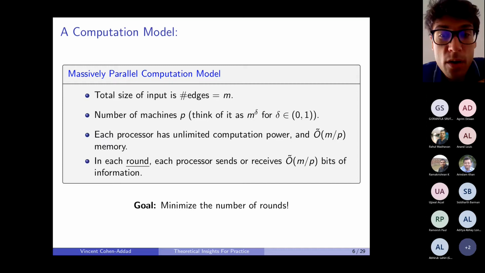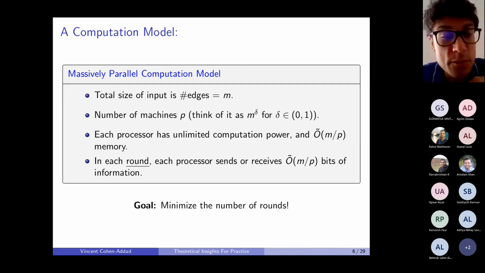So for example, if the total size of your network is M, your number of edges, then I give you P machines, and we should think of P as being sublinear in M, like M to the epsilon, for some epsilon. And each processor has unlimited computation power. You can do whatever you want. Here, of course, we'll just do polynomial time computation because at the end we want to implement it, so it can't be too crazy. But the memory it has is M divided by P. So essentially your graph, your network, all your data is spread evenly on the machines. And of course you can have exactly this or up to polylog factor.